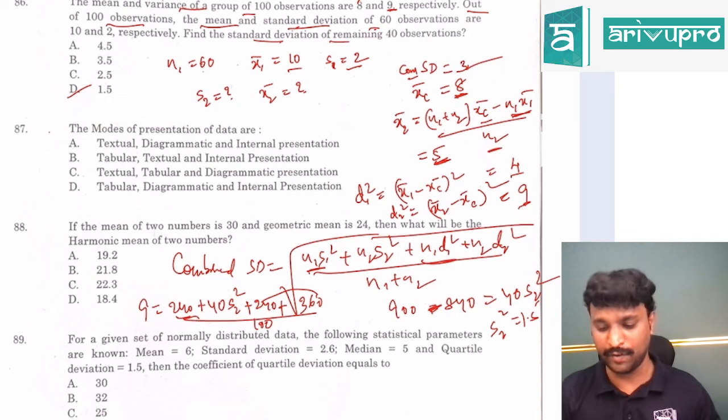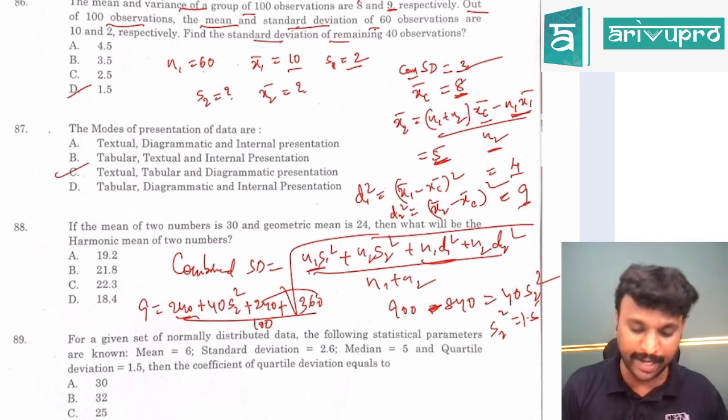The modes of presentation of data are textual, tabular and also diagrammatic. Option C is the answer.